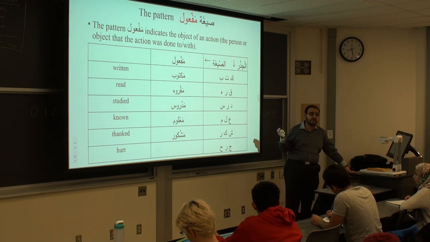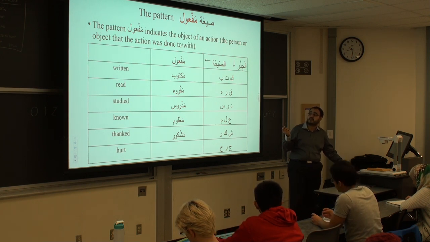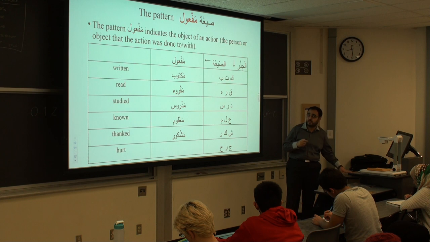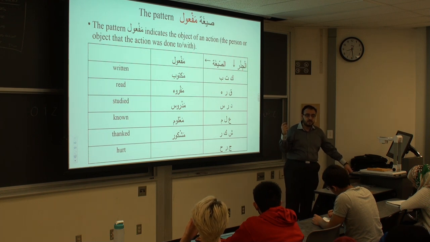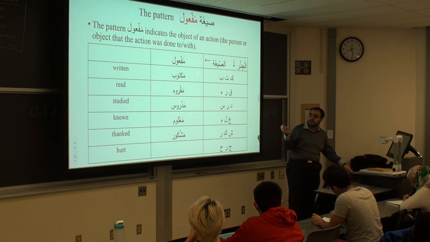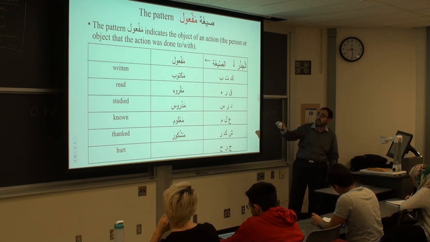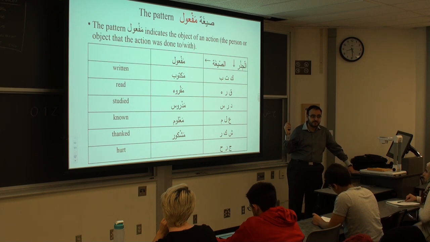Exactly. So the first step is to replace the fa with the first letter of the root, which is the kaf. Yeah, and then we use the ayn with the second letter of the root, the ta, and the lam with the third letter of the root, which is the ba. Okay, and then second step. Okay, so let me say that the first step, I'll get to you in a second. The first step is to replace the fa with the first letter of the root. I will put the kaf, ta, ba instead of the fa, ayn, lam. Okay, and second step?